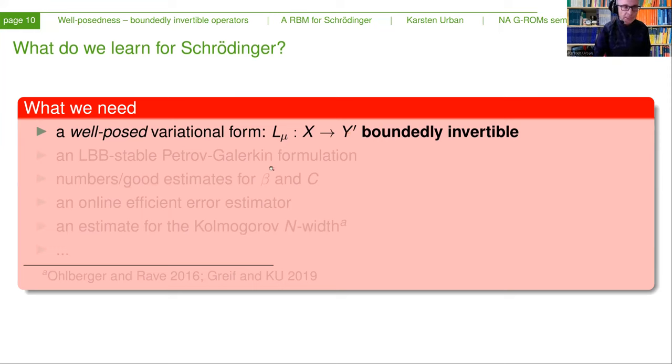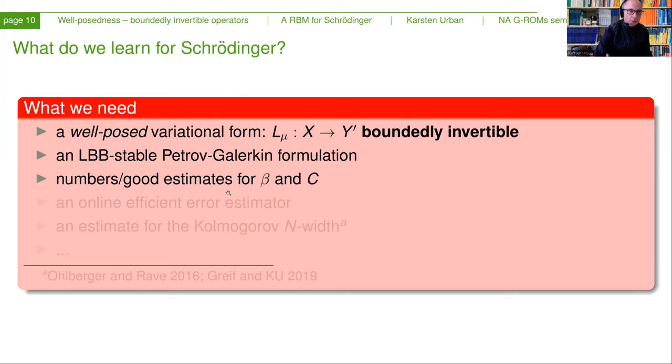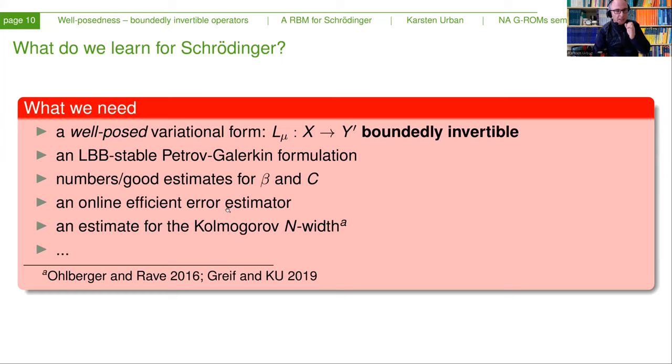Okay. Second, we need a discrete inf-sup or LBB stable Petrov-Galerkin formulation. Otherwise, we wouldn't get the best approximation. We would need to get ideas how the numbers for the inf-sup and the continuity constants are, or at least good estimates. We need an online efficient error estimator, and we need an estimate for the Kolmogorov n-width.